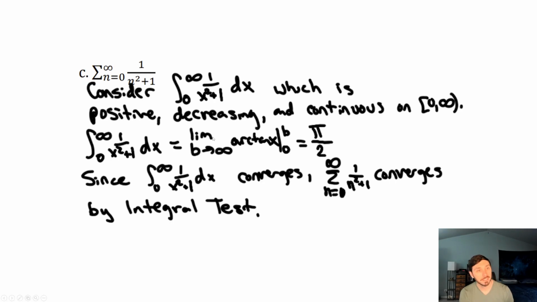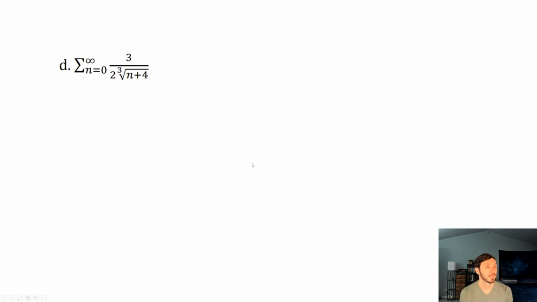3, 2, 1. All right, you can see I just copy pasted. I think I literally copied and pasted when I wrote this. It's the same language every time to justify using the integral test. So it's positive, decreasing, and continuous. I found that area from 0 to infinity to be pi over 2, from the arctangent, right? That's the antiderivative. So if I know that this integral converges, then the series must also converge. Try the next one.